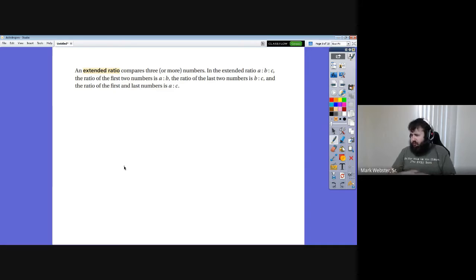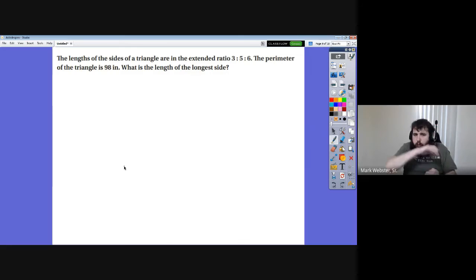Or, since we're doing math, we could be talking about the sides of a triangle or the angles of a rectangle or a pentagon or whatever, right? And if we're given these ratios, we can figure out the values, right? So let's go forward and talk more about this. So here, I was just talking about this. The lengths of the sides of a triangle are in this extended ratio. Now they tell us the perimeter. They tell us what the 3 angles add up to.